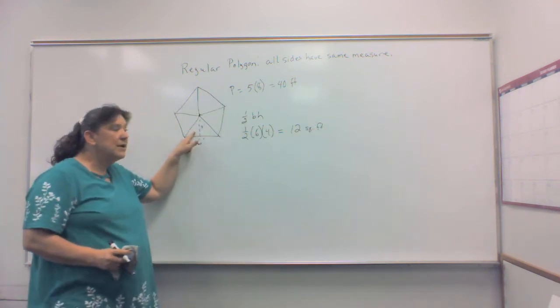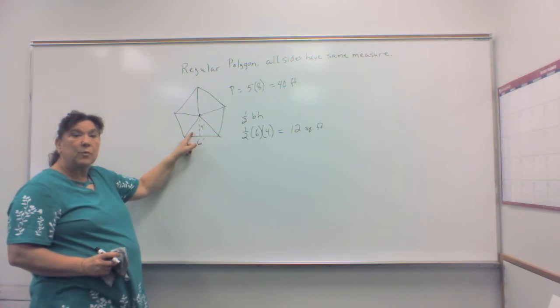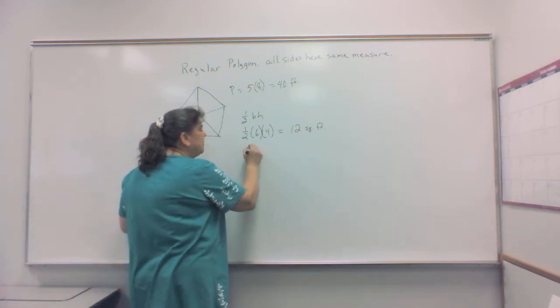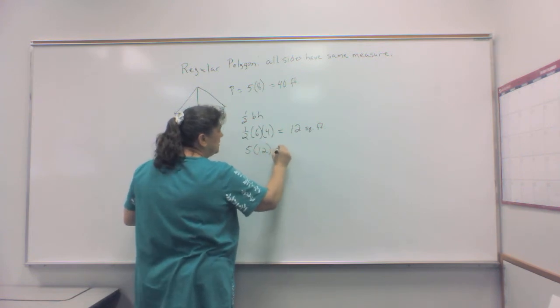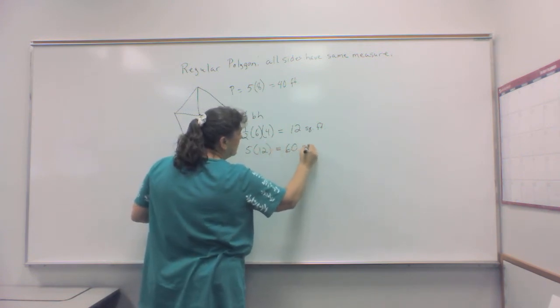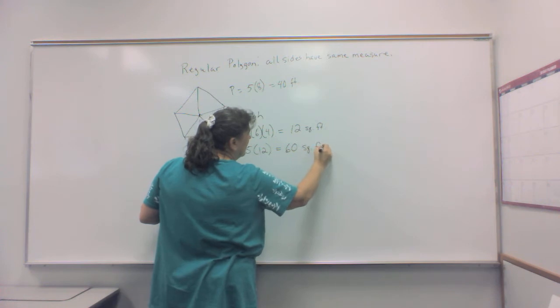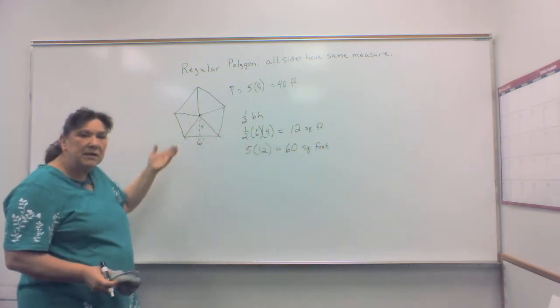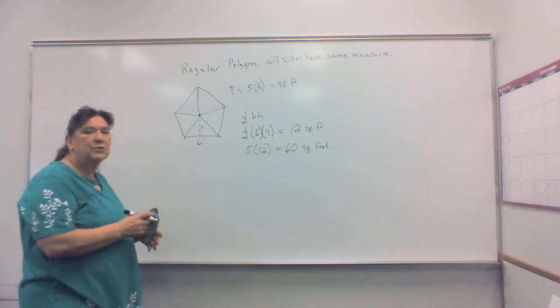That's for one triangle. But that's only one. There's 5 of them in this, so we're going to go 5 times 12, which is going to give me 60 square feet. So that's how you're going to calculate area within a pentagon or any other regular polygon that we have.